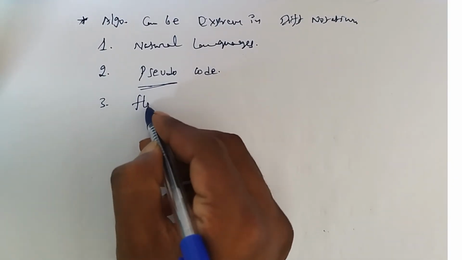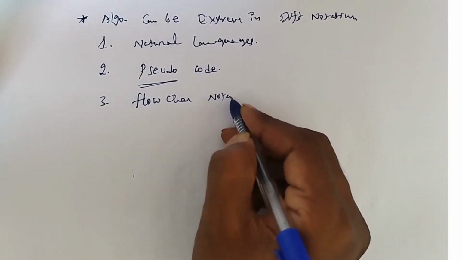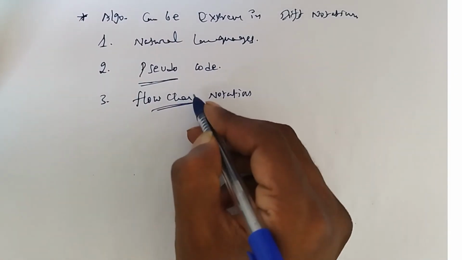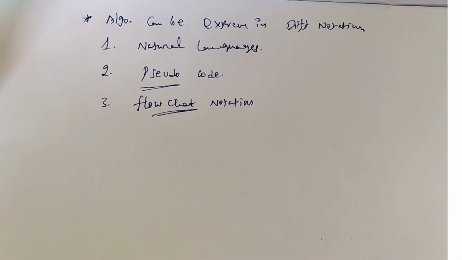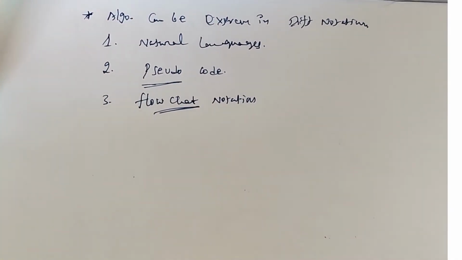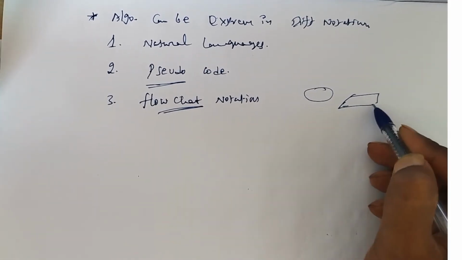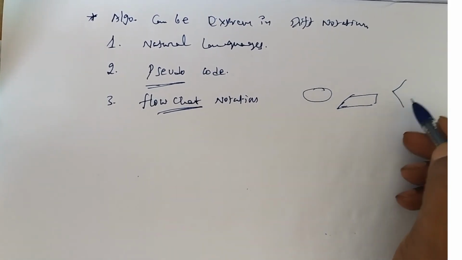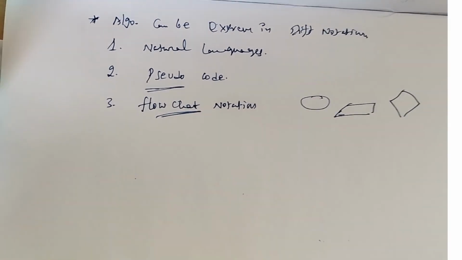Next one is flowchart notation. What is the meaning of flowchart notation? A flowchart is nothing but a pictorial representation of the algorithm. Flowcharts contain diagrams, this type of diagrams. This pictorial representation of the algorithm is called a flowchart.